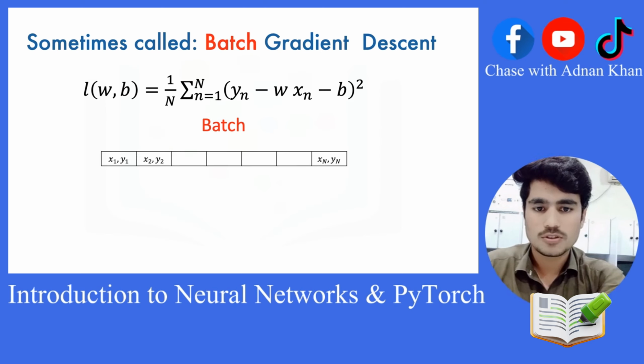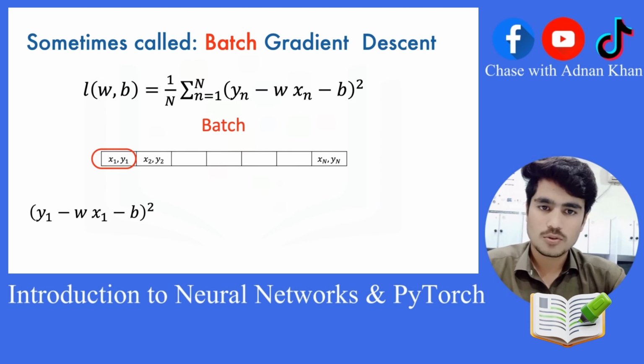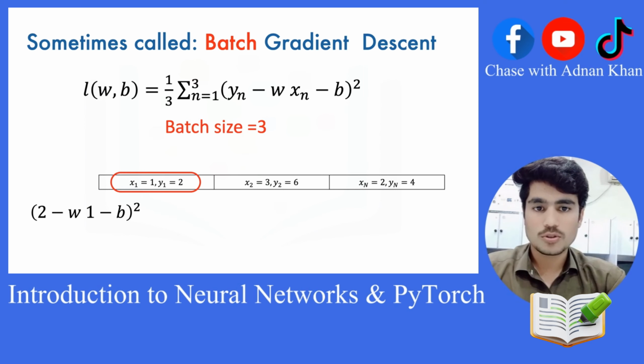All the samples in the training set are called a batch. As we use all the samples, we sometimes call gradient descent, batch gradient descent. Here is an example where the batch size is 3. We use all the samples to calculate the loss, then find the derivative.